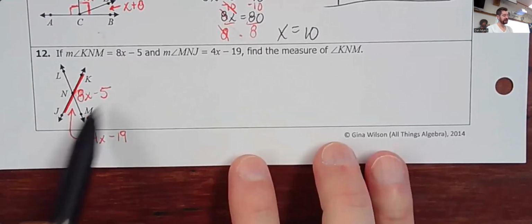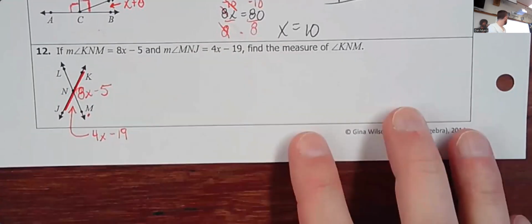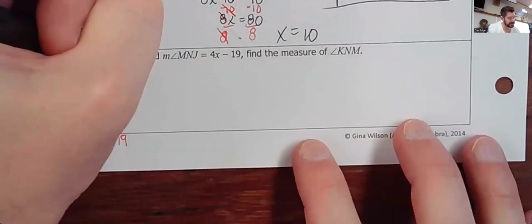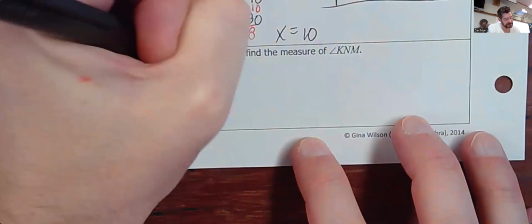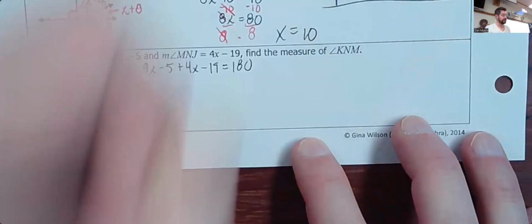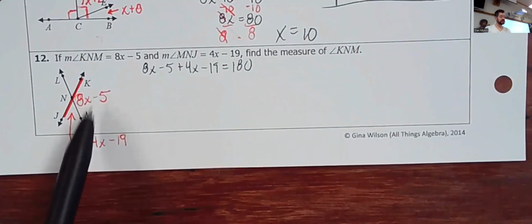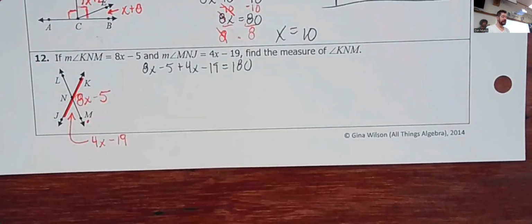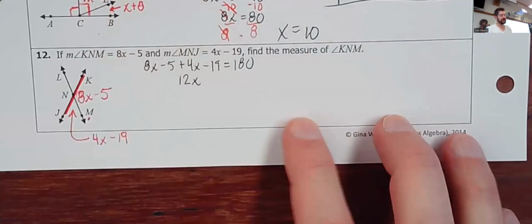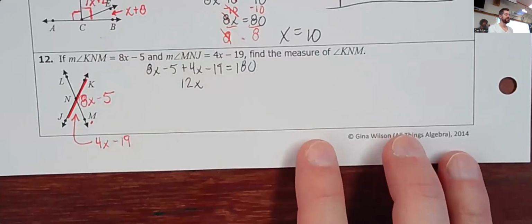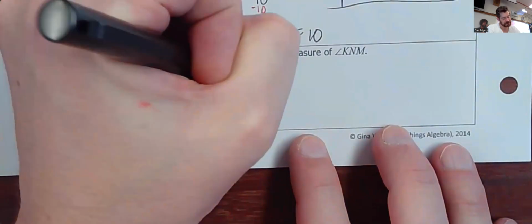And again, if you just want to combine your like terms here and then start by having the combined like terms as your equation, that's fine. I'm going to do the same thing I did on number 11 though. So we'll go with 8x minus 5 plus 4x minus 19 is equal to 180. So we add the two angles together, this one plus this one, and they add up to equal 180. And then we'll combine our like terms. Let's see, 8 plus 4 is 12, so that'll be 12x. And if you have a -5 and a -19, what does that add up to? -24. All right, so minus 24 equals 180.